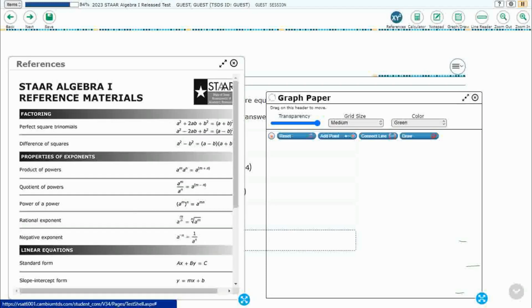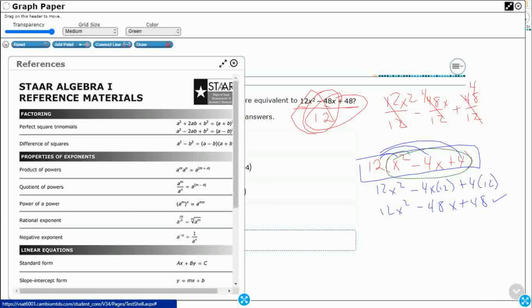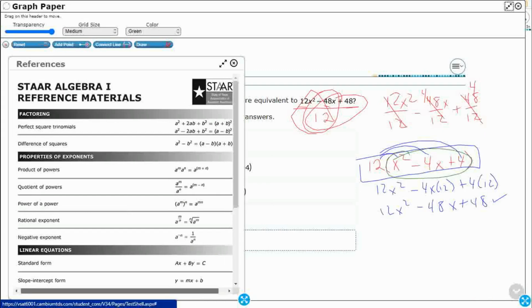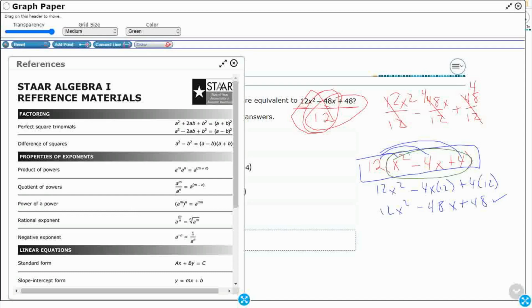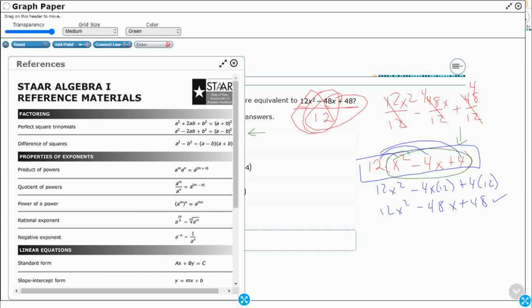Let me open up my reference materials. Hopefully we should be noticing, you see this difference of squares and the perfect square trinomials right there, right? We should be looking to see, are there any of those that we could use? Because we should notice that this is a square, right? It's 2 squared, okay? So if that is 2 squared, we might be able to look at that perfect square trinomial. Let's see if that works, okay?